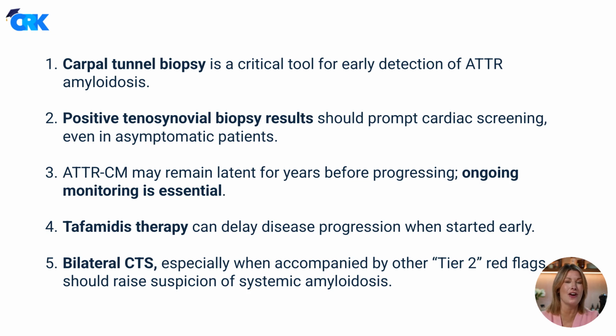4. Starting tafamidis therapy in the early stages of the disease can significantly delay progression and improve outcomes. 5. And finally, if you encounter bilateral carpal tunnel syndrome, especially in older adults or those with other tier 2 red flags, think systemic amyloidosis. Together, these points emphasize the role of peripheral tissue pathology as an entry point into systemic diagnosis and the opportunity it presents for early, life-altering intervention.